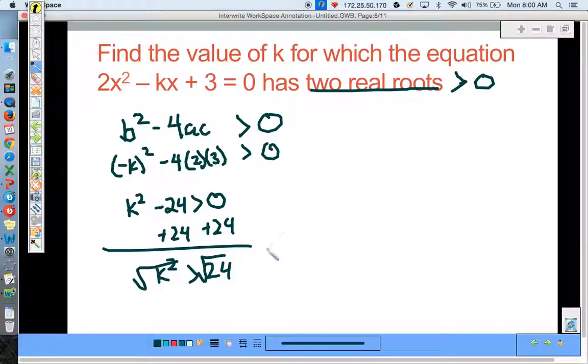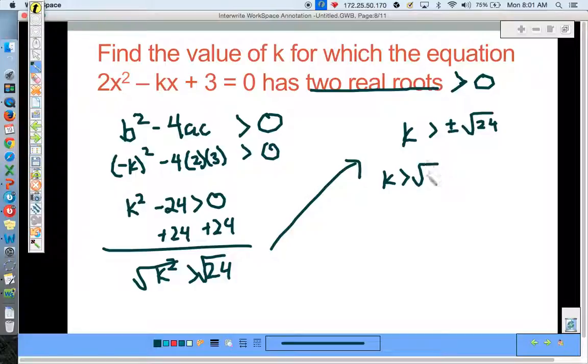Now, we have these 2 answers here because we have k is greater than, but we have plus and minus the square root of 24. So k can be greater than the square root of 24. So when you think of these values, that's like 5, 6, 7, but it could be a negative value too. So we are going to say k can be less than negative square root of 24.